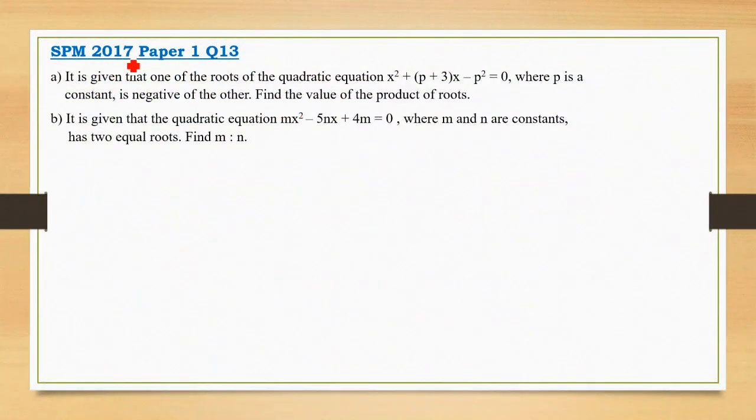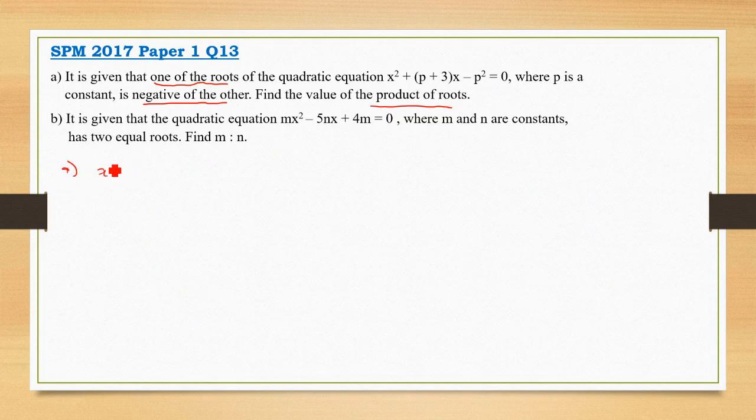Okay, similar, when you read the question, please find out what the question wants. They say one of the roots of this is the negative of the other. So you're given a quadratic equation, and you're given that one of the roots is the negative of the other. They ask you to find the product. Okay, so let's solve question A.